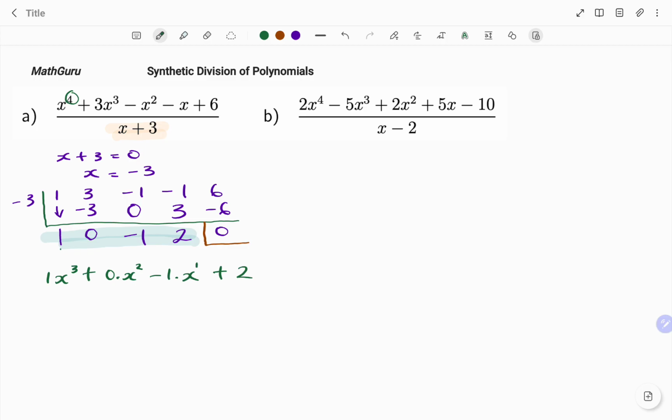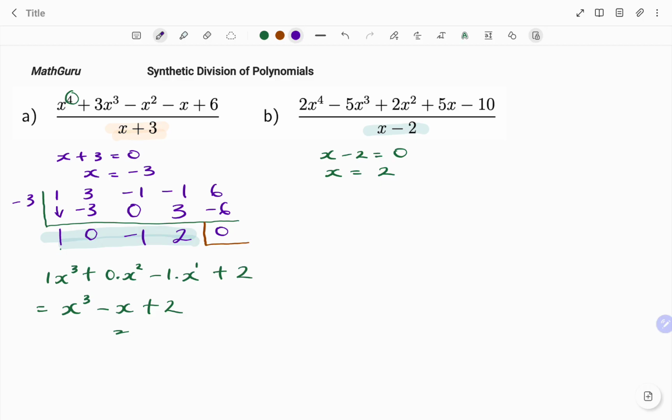And rewriting that, my final answer will be x cubed. 0 times x squared will be 0, so that goes off. Then negative 1 times x, that's negative x plus 2. In the next example, I'm going to do the same, starting with turning that factor into its 0 form. That's our x minus 2. I have x minus 2 equals 0. So therefore my x equals positive 2.